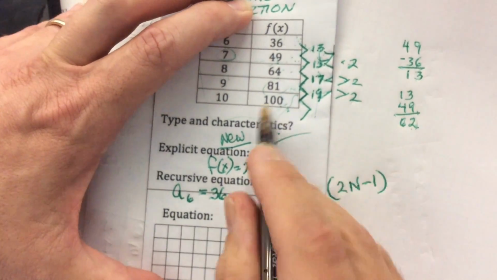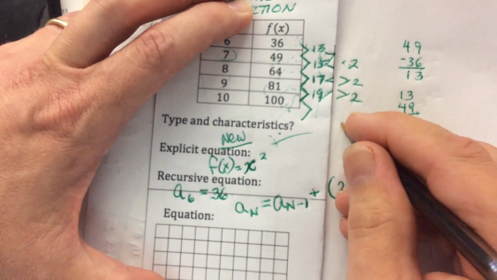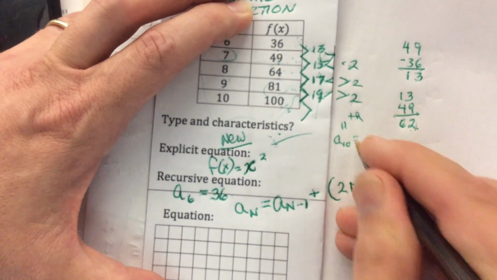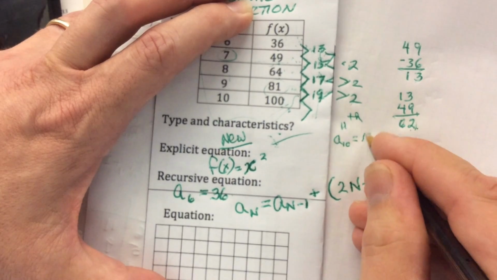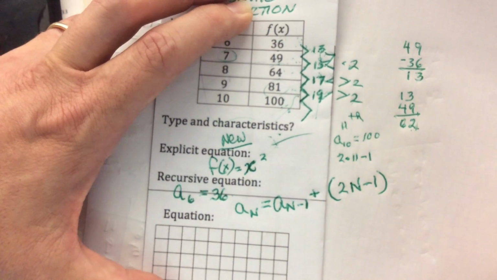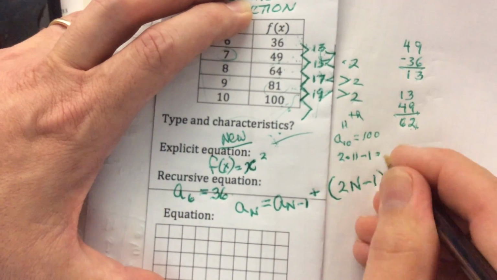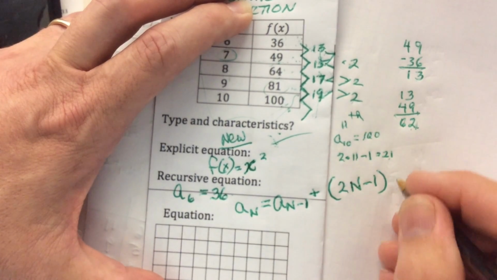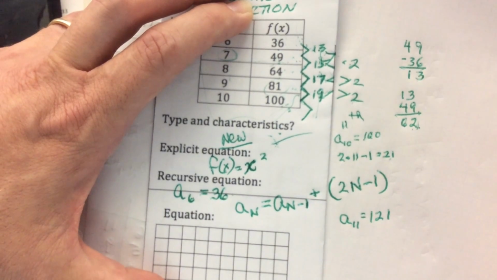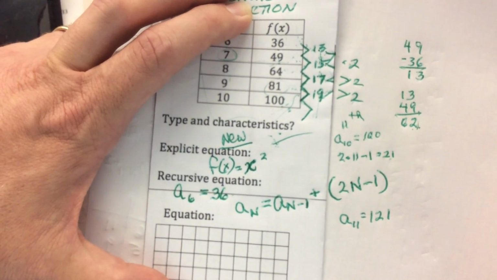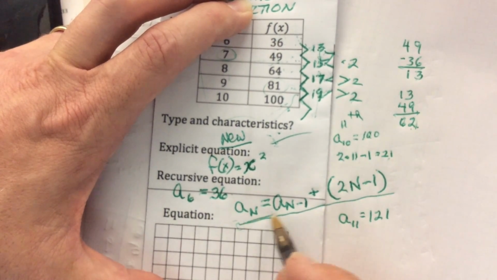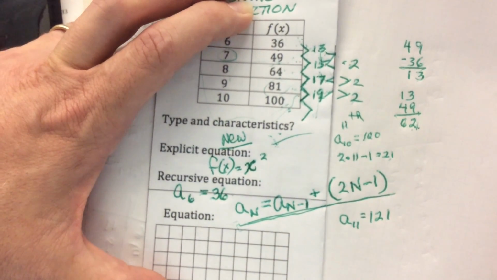So what would that look like over here? Well, I'm looking for the 11th term. I know the 10th term is equal to 100. If I take 2 times 11 and subtract 1, what do I get? 21. And if I add that to 100, I get 121. And that is 11 squared. This is, right here, the recursive formula for this.